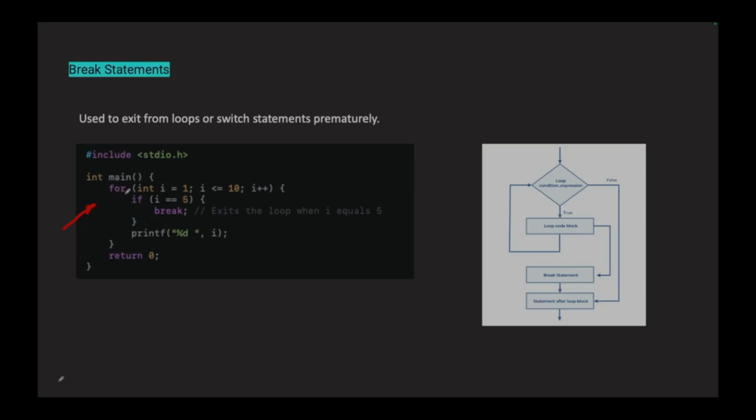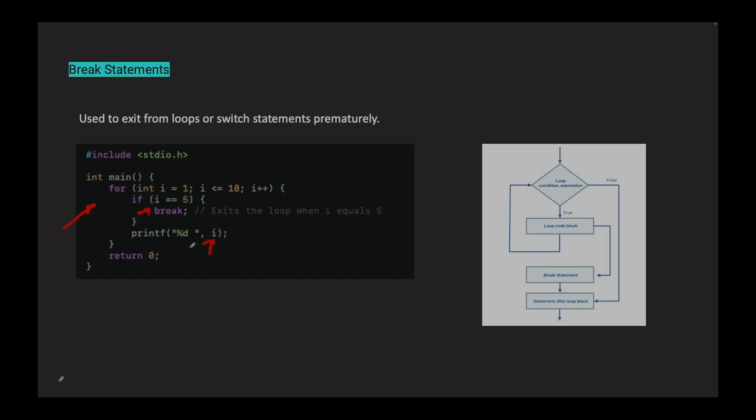Int main, and this is a for loop. We have initialized i as 1 and the loop runs while i is less than or equal to 10. So from 1 to 10 the loop will run, and in each iteration we are increasing the i value. Now what is here? If i equals 5, this is the condition, then we are using a break statement over here and we are printing that 5.